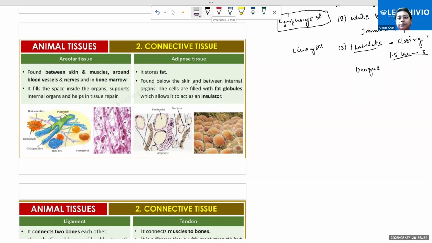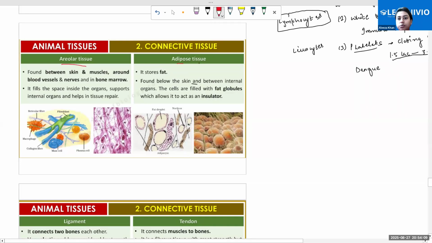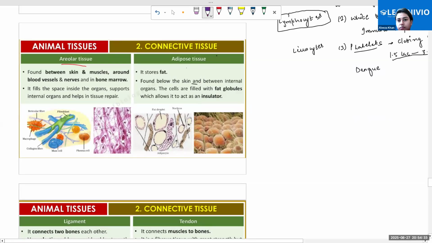So, starting with the loose connective tissue now, you have the areolar tissue and the adipose tissue. What do you mean by adipose? What are you able to figure out from the term adipose? Can I say related to fats? Yes or no? Yes, ma'am. Something which is related to fats is the adipose tissue. Adipose, okay? Yes, ma'am.